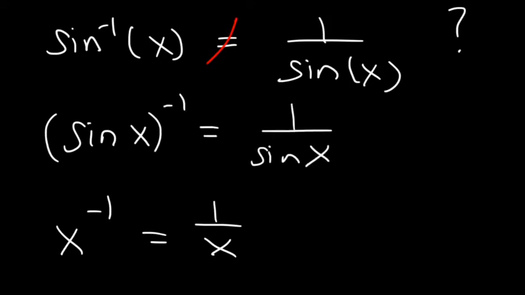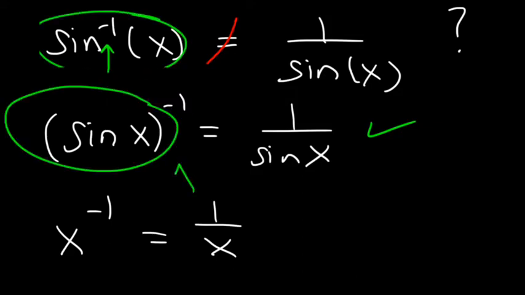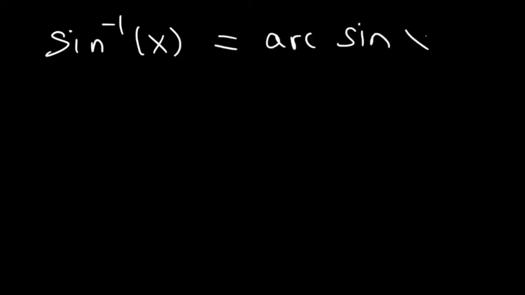Sin x whole inverse can be written as 1 by sin x, not sine inverse of x. So you can see clearly the difference between sine inverse x and sin x whole inverse. There is a difference in writing both notations. So this concept must be clear to you. Now sine inverse x is equal to arc sin x. It is generally read as arc of sin x.